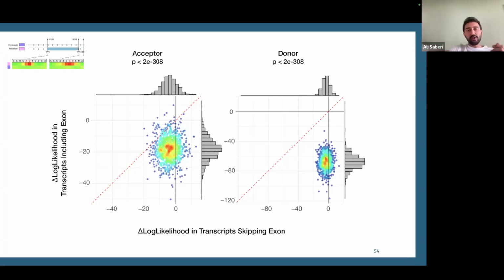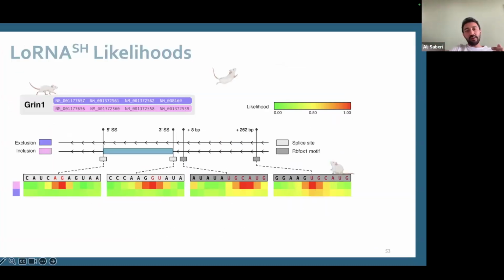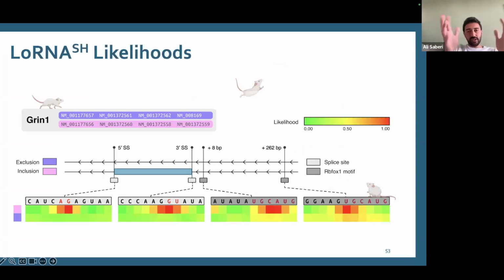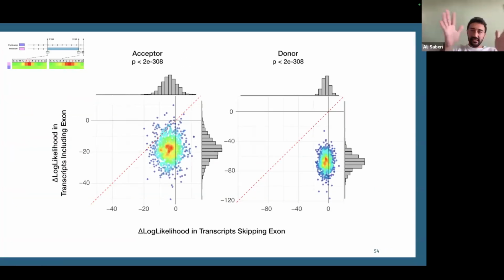And here we're talking about acceptor and donor. These are like 5' and 3' depending on the strand, but let's say the start side and end side of the introns that are flanking the cassette exon. And you can see the delta likelihood when we perform the mutation. I have a reference sequence, which is the reference isoform. I perform the mutation on the splice site, and I have another sequence. I calculate the likelihood, and I calculate the delta likelihood of the reference and the mutant.